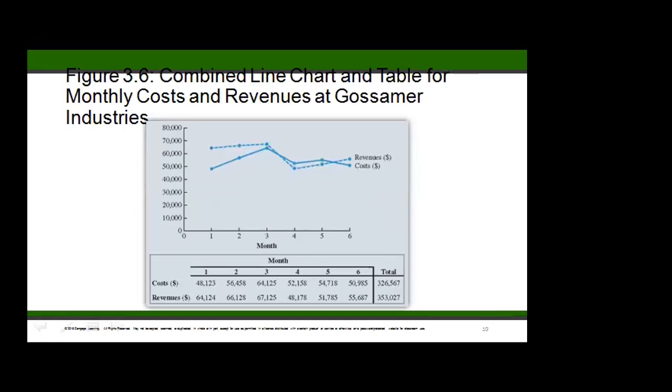Figure 3.6 allows the reader to easily see the monthly changes in revenues and costs while also being able to refer to the exact numerical values.